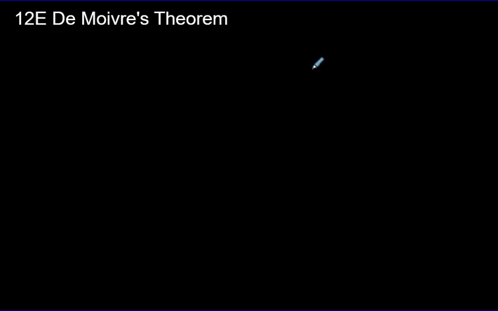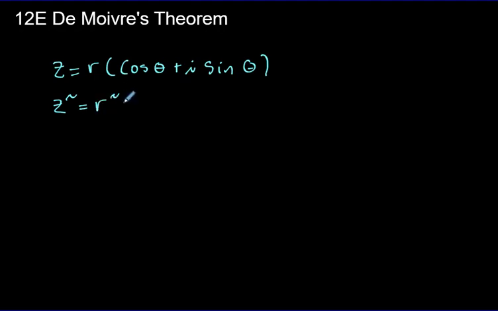Hello, we're going to look at De Moivre's theorem. So De Moivre's theorem says if you have some complex number, let's say z is equal to r cosine theta plus i sine theta, it says that when you take z to the nth, you're going to get r to the nth power, and then you're going to have cosine n theta plus i sine n theta, right?